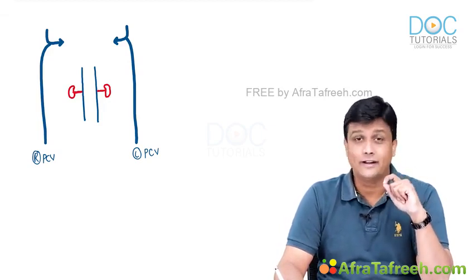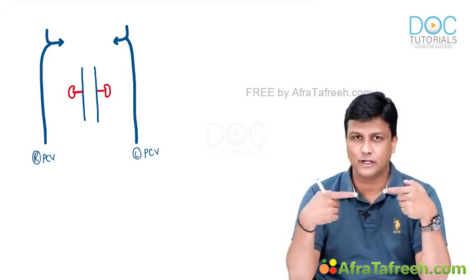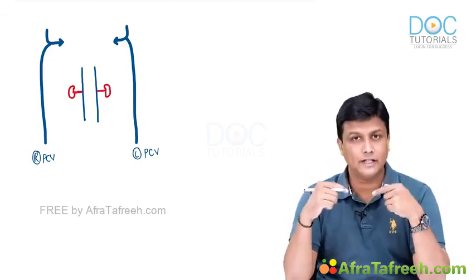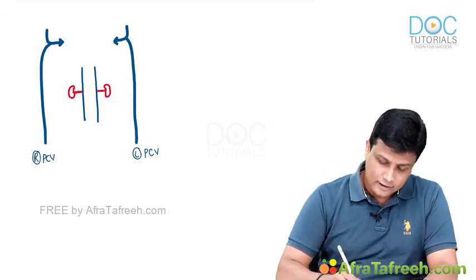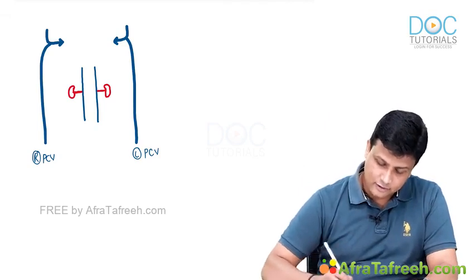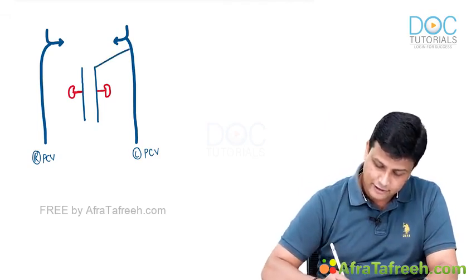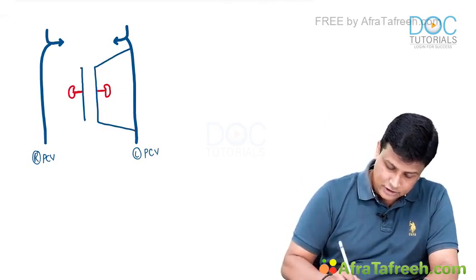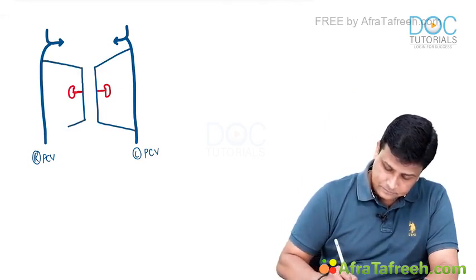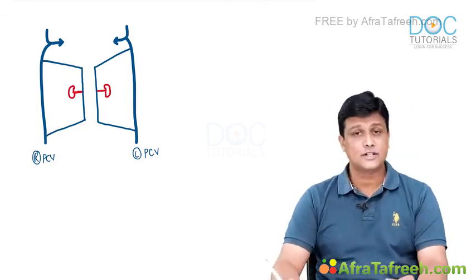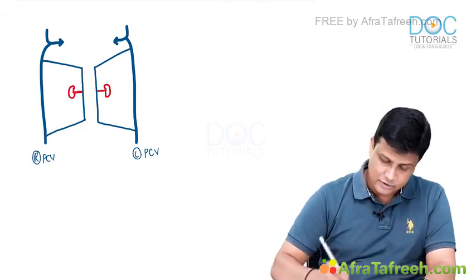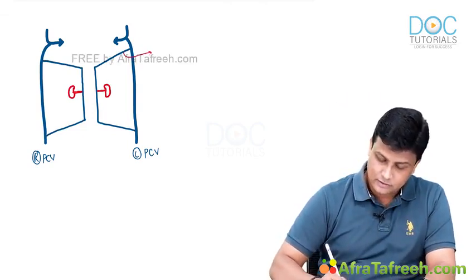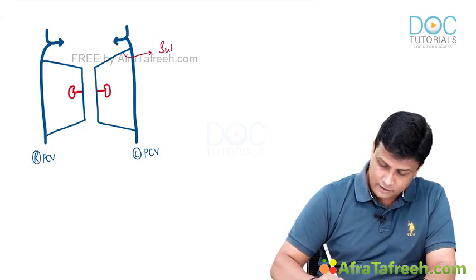Whatever I have drawn in the red color there is nothing but the mesonephric veins, and that will drain the blood into the subcardinal veins, and the subcardinal veins are going to further get connected cranially and caudally with the posterior cardinal vein. So that is your subcardinal vein. Let me just write down the name here. This will be the subcardinal vein.